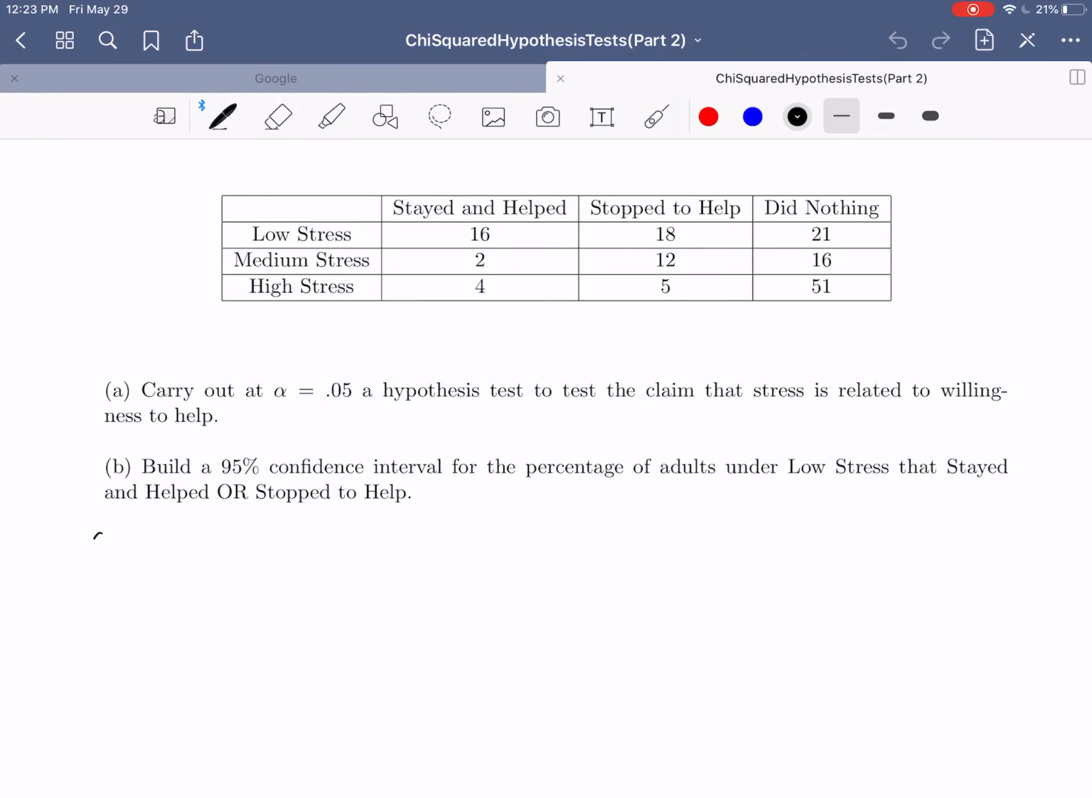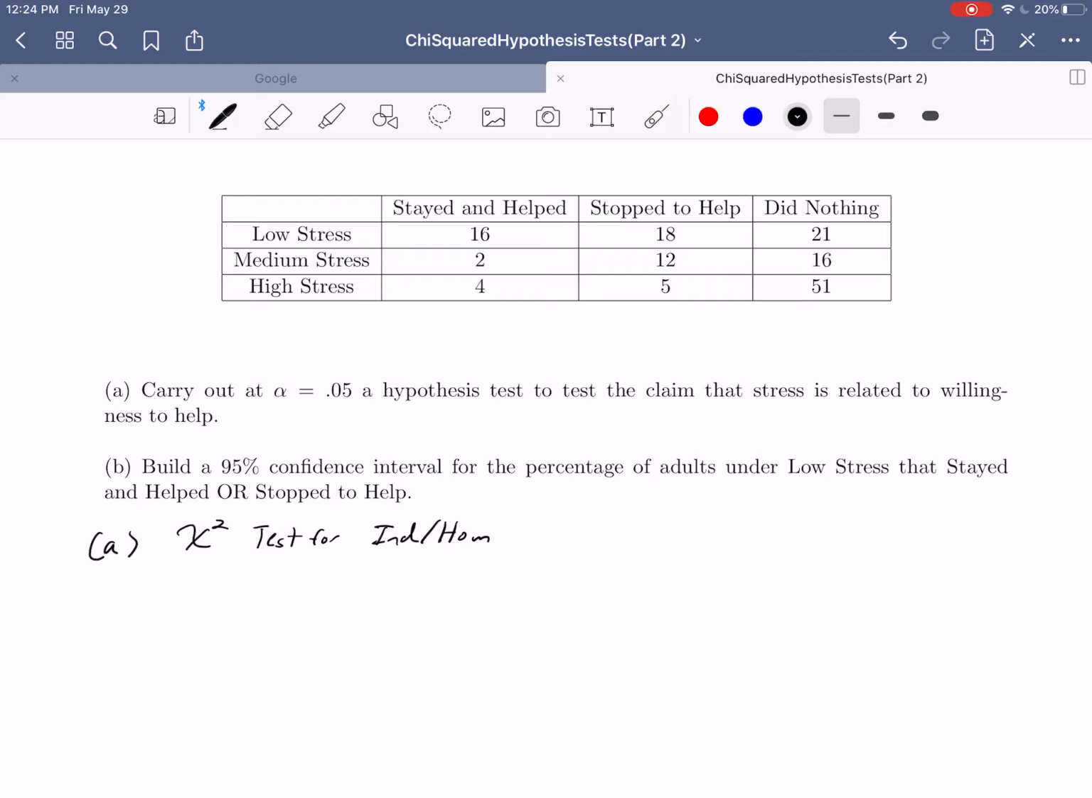So for part A here, this will be a chi-squared test for independence and homogeneity. How do we know that? Well, there are 2 different ways you can identify that this is the correct hypothesis test. One of them is simply recognizing that this is a 2-way table, and that when we have data presented in a 2-way table, the most common hypothesis test is the test for independence and homogeneity. The other way is to look at our claim and notice that it relates 2 categorical variables: level of stress, which was categorical with low, medium, or high, and willingness to help others, right? Stayed and helped, stopped to help, and did nothing. That's also categorical. So whenever you're looking at a relationship between categorical variables, the chi-squared test for independence and homogeneity is going to be the right one.